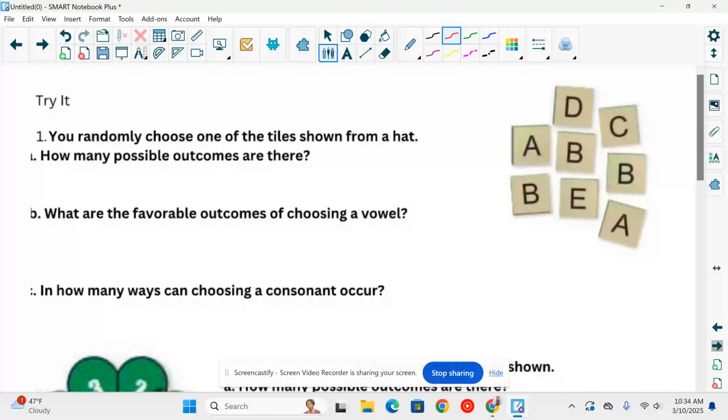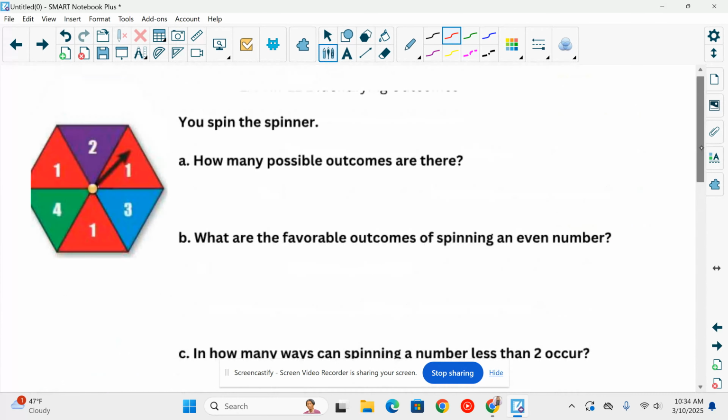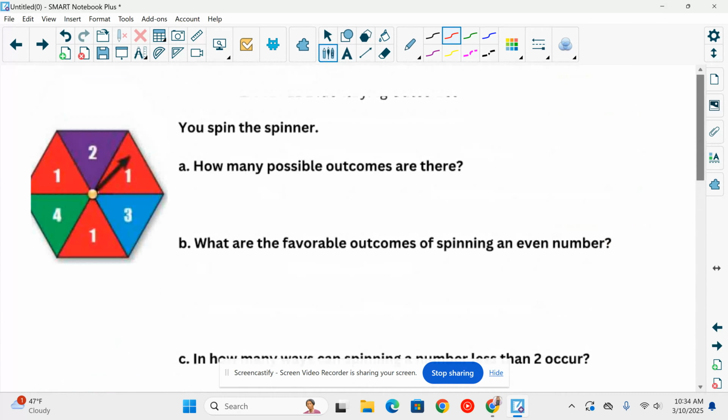You see these letter tiles here? Let's pretend these letter tiles. Oh, so we're not on letter tiles yet. We're on the spinner. Okay? So we have this spinner, but we have to pay attention to what the question is asking. The question says, how many possible outcomes are there? How many tells me I'm looking for a number. How many possible outcomes? So if I were to spin the spinner, how many places are there for my spinner to land?